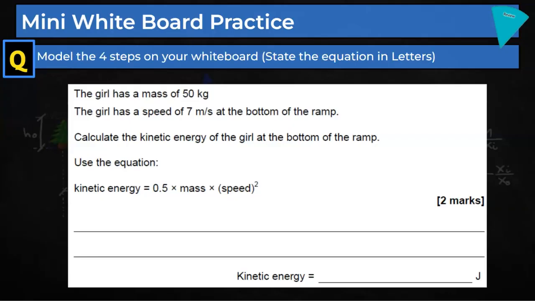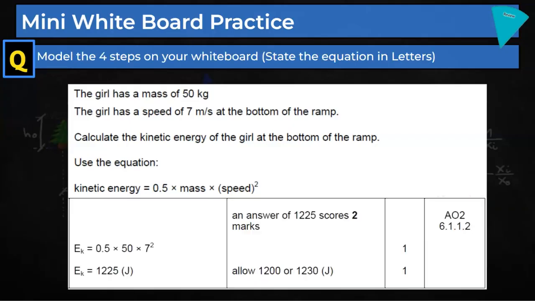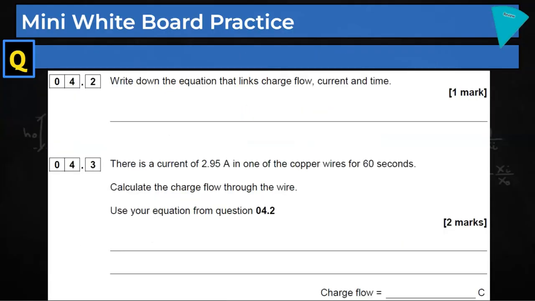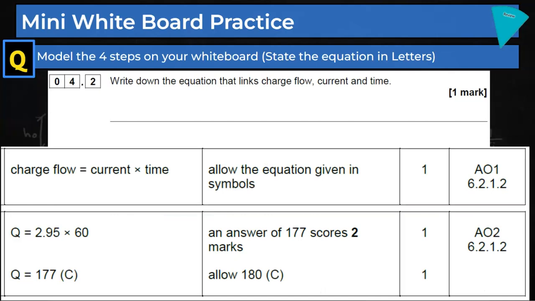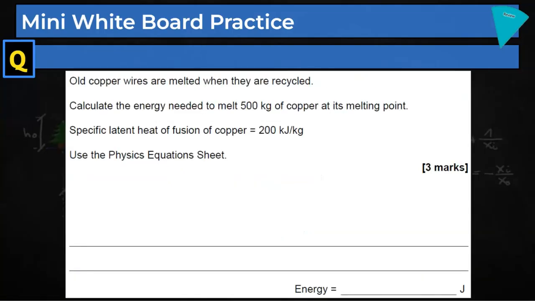Again, another example, this time for kinetic energy, and you can see you're getting marks again for those same 2 stages: putting the numbers in and working out the answer. Now sometimes you're not given the equation, sometimes you're going to get marks for that separately, as in this example, where you would get a mark for that, and then steps 3 and 4 follow on naturally in the rest of the question.